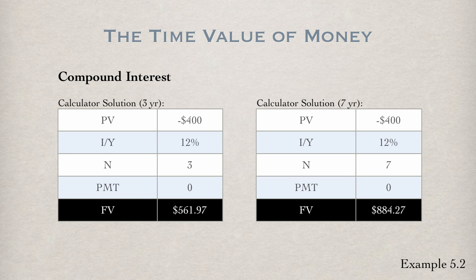To work each problem, both 3 years as well as 7 years, we first utilize our calculators. To arrive at the correct value for an investment of 3 years, we enter our initial investment of $400, we enter our rate of return of 12%, and the term of our investment of 3 years. Since this is a lump sum investment, there are no additional payments. We arrive at a future value of $561.97. Please pause this video and try to arrive at the given answer for the 7-year investment.